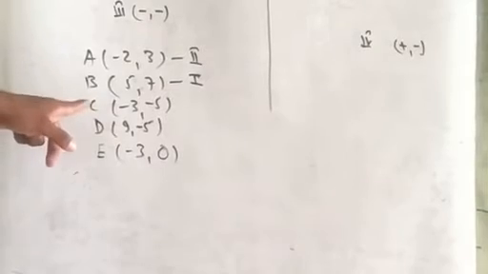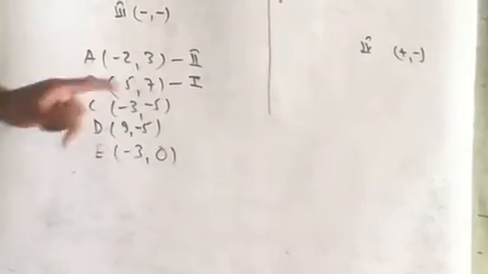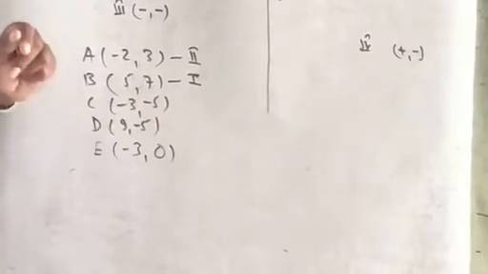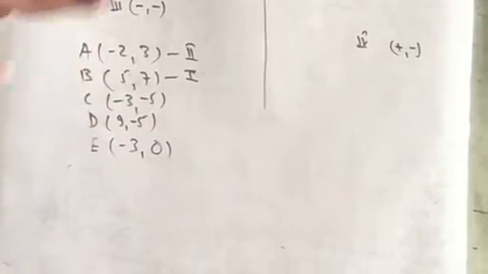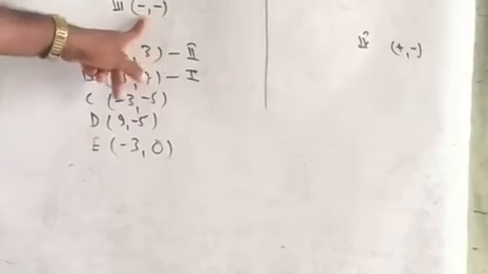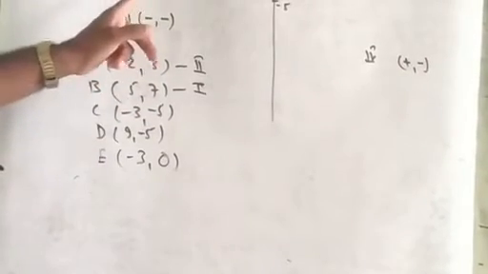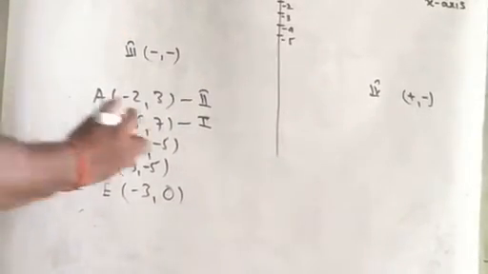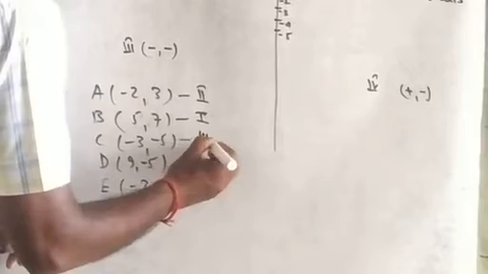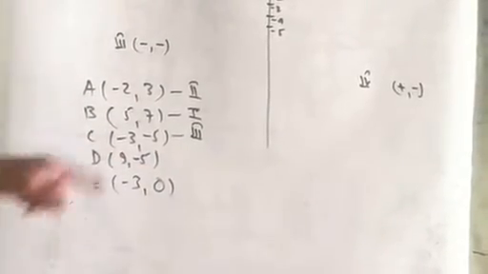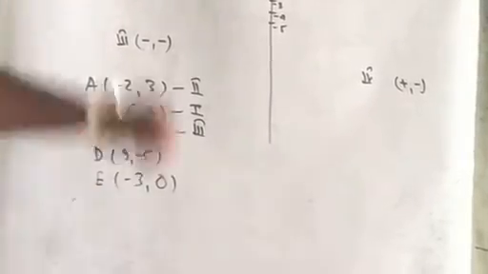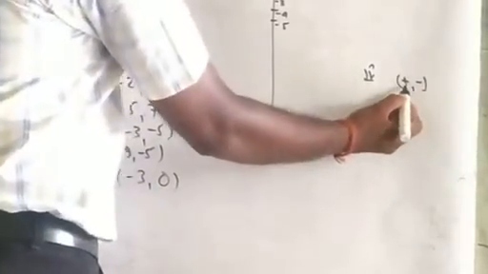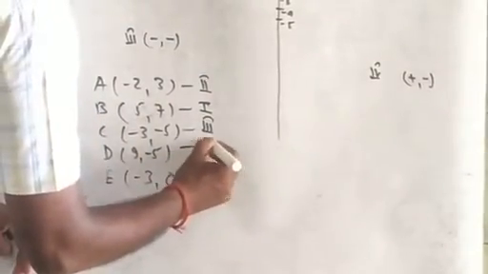Third, you see, point C, minus 3 comma minus 5. Both values are negative, and this is possible only and only in the third quadrant. You see, in the third quadrant, abscissa value and ordinate value both are negative. That's why this lies in the third quadrant. D, 9 comma minus 5. The abscissa value is positive and the ordinate value is negative. Where is it possible? In the fourth quadrant. Then this lies in the fourth quadrant.